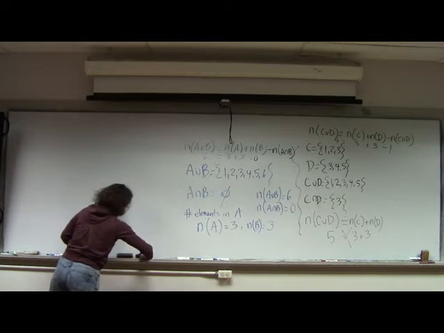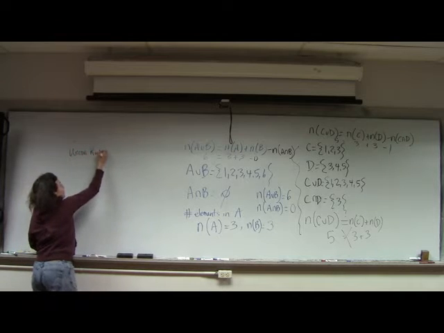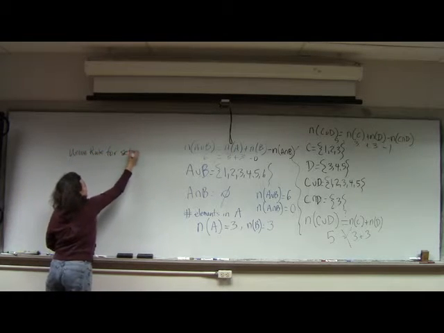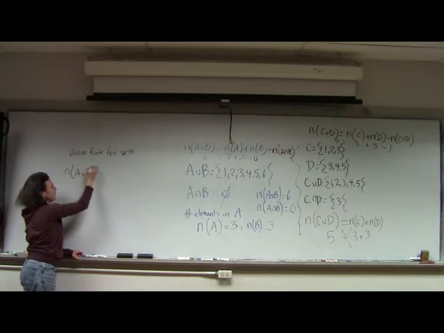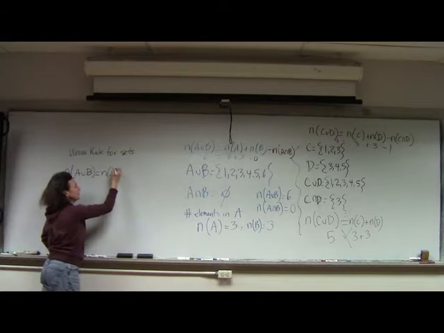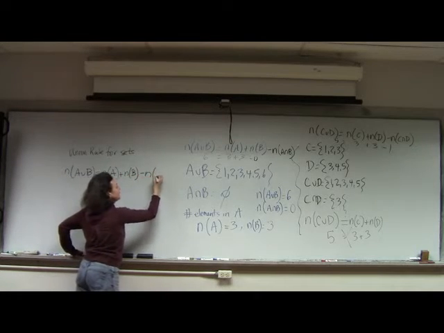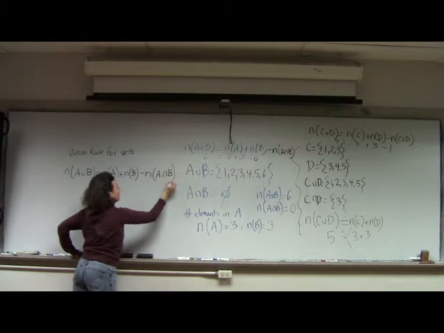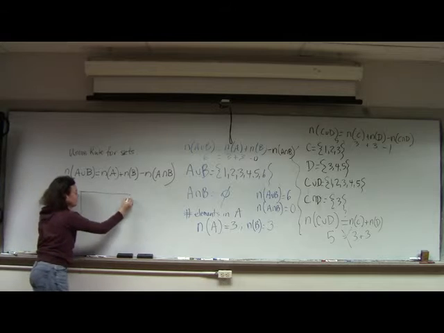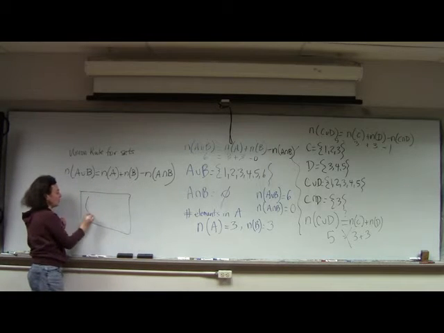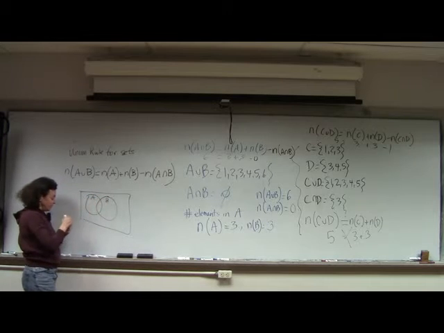Okay, so let me write this out. Our union rule for sets says the following. The number of elements in the union of 2 sets is the number in the first set plus the number in the second set minus the number in the intersection. Now, I think with the picture, you'll understand why we have to cross off the number in the intersection.